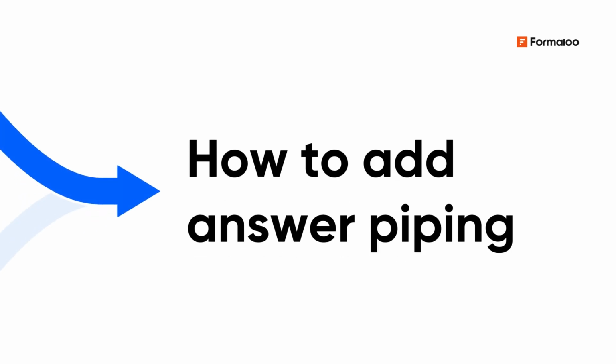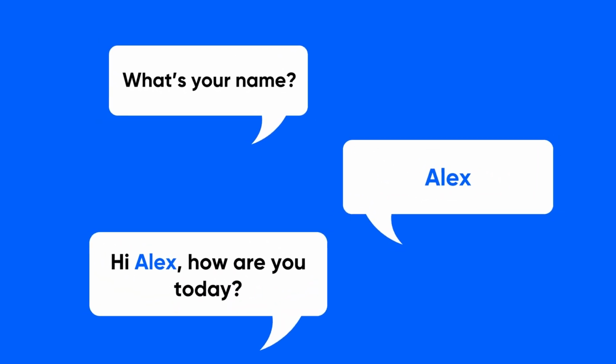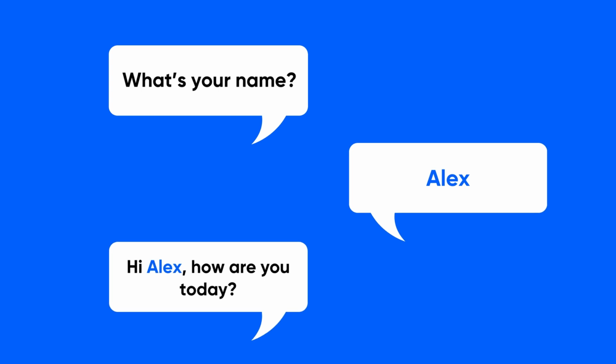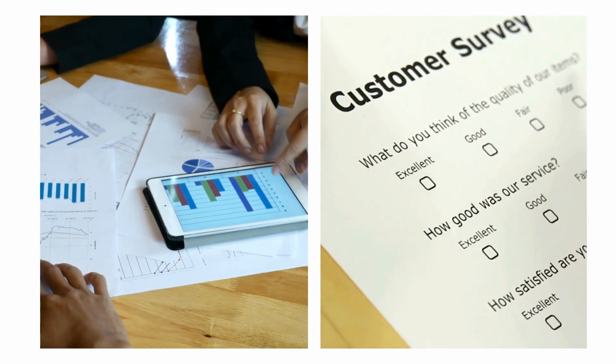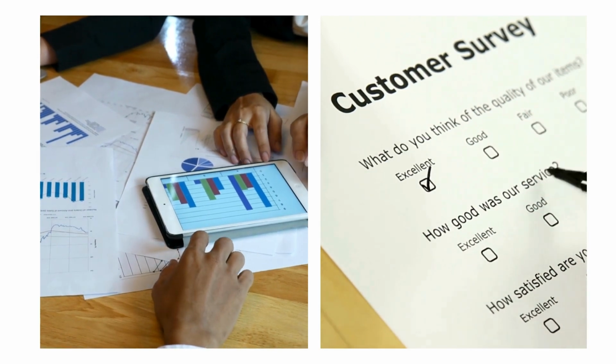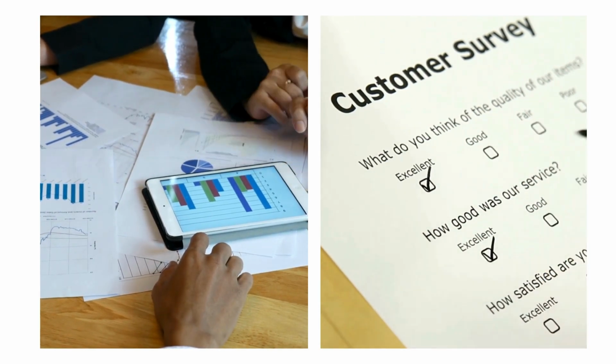Answer piping is a survey technique that involves using a participant's previous response to a question as the foundation for a new question. Answer piping is a useful tool in many survey scenarios. It is often used in marketing research and customer experience surveys.